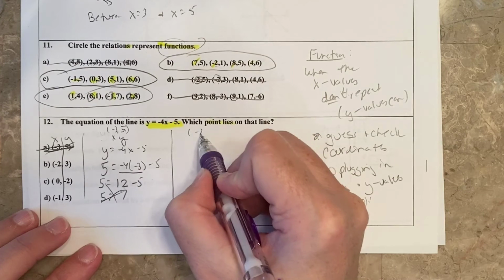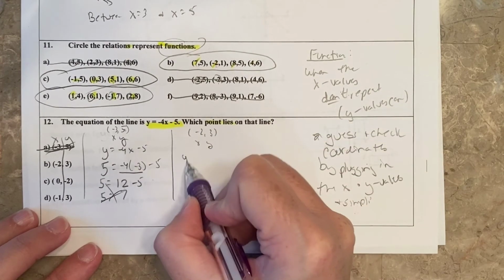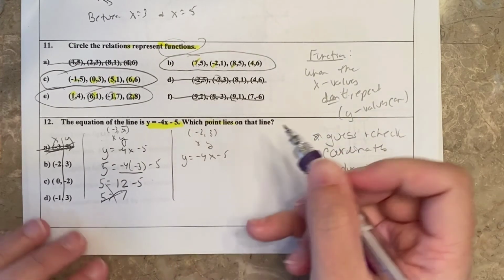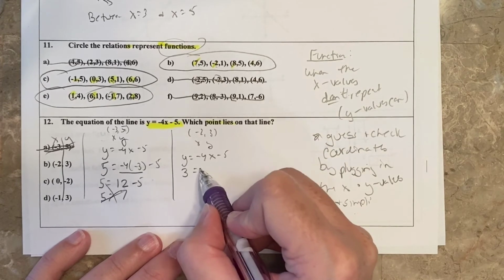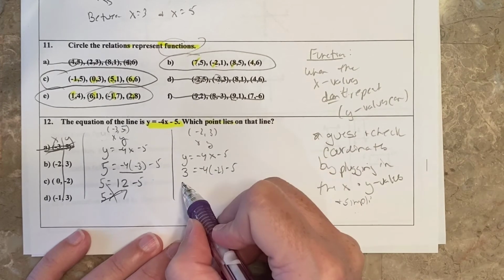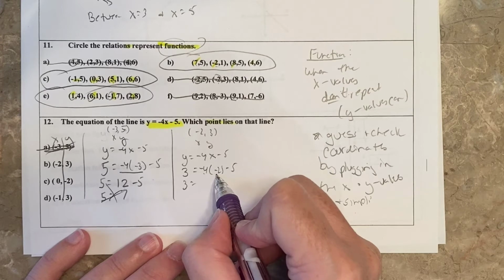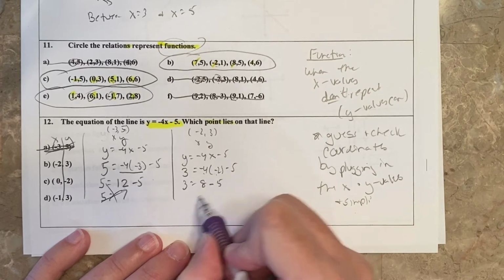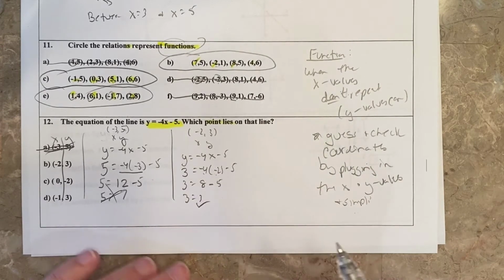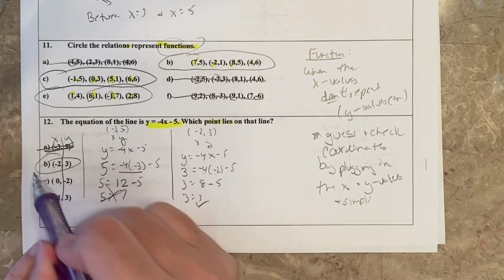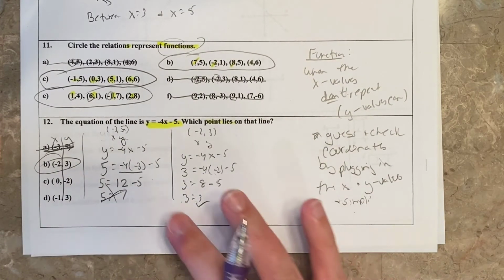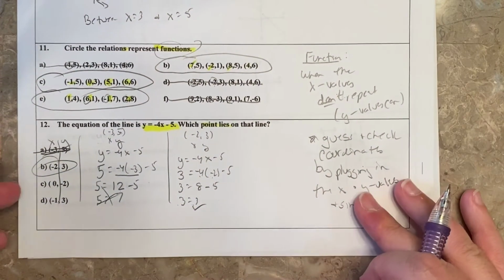All right, next one. -2, 3, x and y. Y equals -4x minus 5. All right, let's try this one. So y is 3, x is -2. -4 times -2 is 8, and 8 minus 5. Oh, look at that. We have an answer. They are correct. So you have the correct answer. You know it is correct when those two constants at the end are equal to one another.